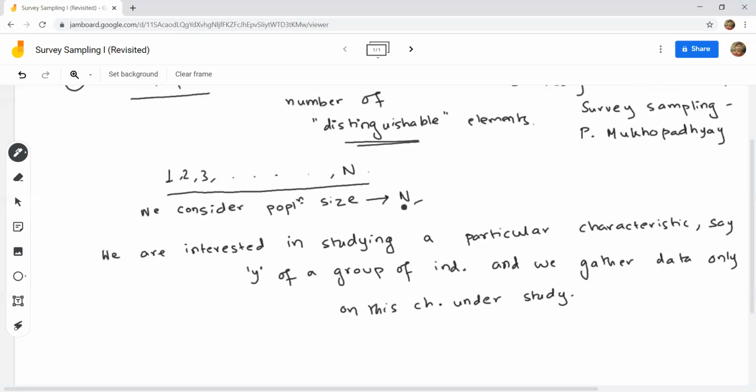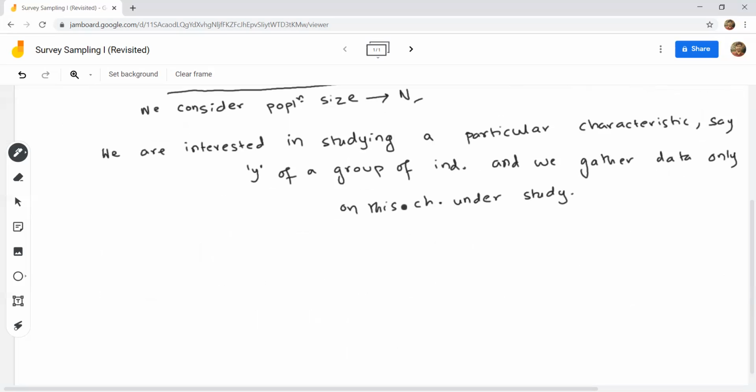Basically, we denote the population to be, say, y1, y2 up to y capital N. Fine, this is my population. Note that all of them are denoted by capital letters. Y and N, both are capital letters. Fine. So now I define a quantity called a parameter.